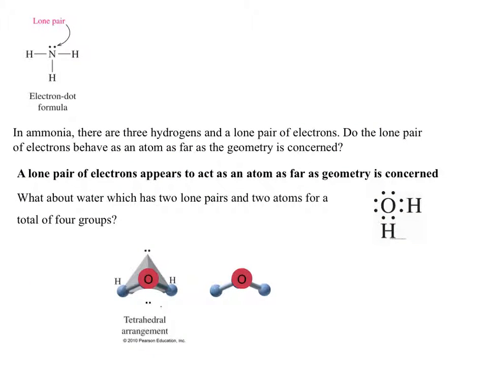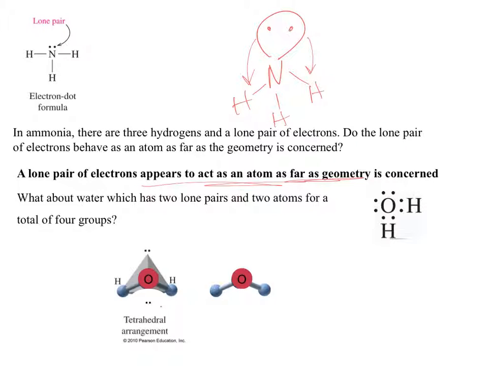So here is an example in ammonia, NH3, you've got three hydrogens and a lone pair of electrons. The question is, do the lone pair of electrons behave as an atom as far as geometry? Well, a lone pair of electrons appears to act as an atom as far as geometry. That's because lone pair electrons take up space. So for example, even though I don't have it shown here, this is the shape, and this big space up here is where the lone pair electrons reside. They're electronegative. They're going to be repelling the electrons in the bonds between nitrogen and hydrogen, so they're pushing them down. So they definitely contribute and affect the shape of the molecule.